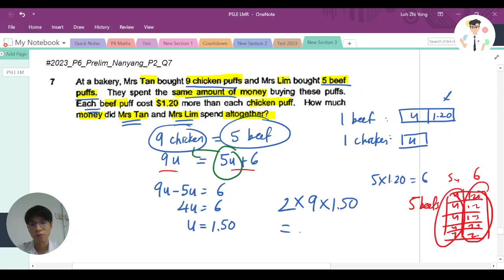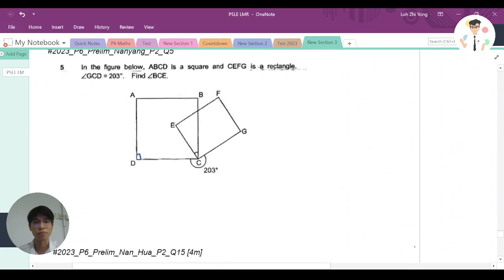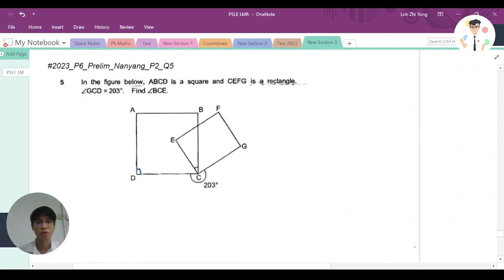So the answer will be 27. So when you write your answer, you should write the unit 27. And you are done for this question. Okay, simple one, but you need to be very, very careful. Let's move on to the next question, which is from Nanyang paper 2, question number 5.